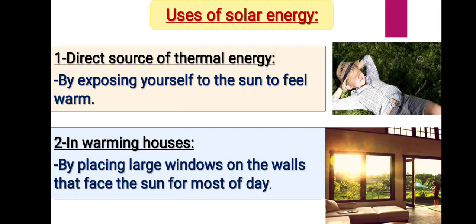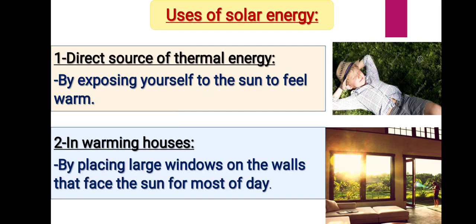Okay, finally, let's start to talk about the uses of solar energy. What do we use the solar energy for? Number 1, the solar energy consists of light and thermal energy, so we can use it as a source of thermal energy. If you expose yourself to the sun rays, you can feel warm. Why? Because the solar energy gives us thermal energy. So we can use the solar energy as a source of thermal energy to keep us warm.